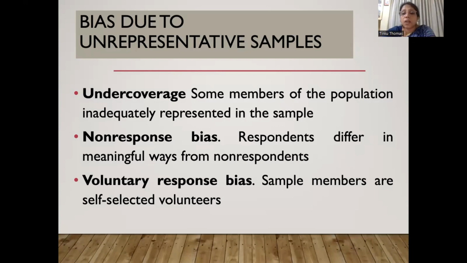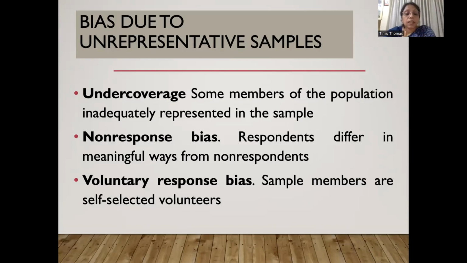Let's say we are doing anemia, and some people have some hesitation to give blood. Let's say they don't consider it culturally appropriate to give blood for any kind of testing. In that case, we are not getting a sample from them, and they are non-respondents.